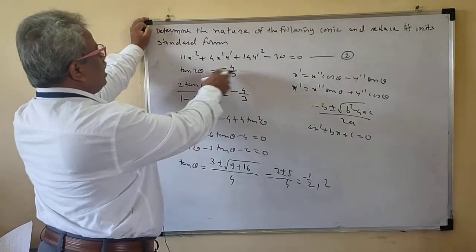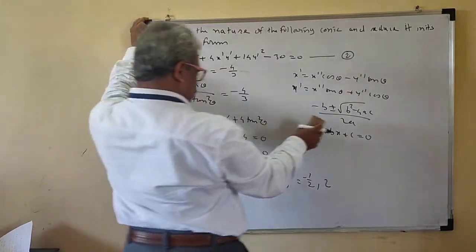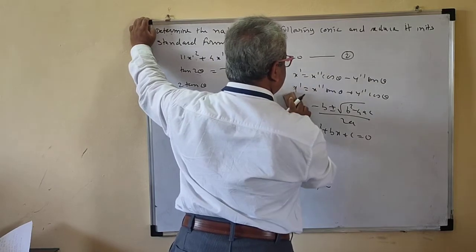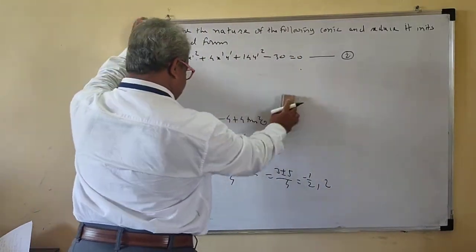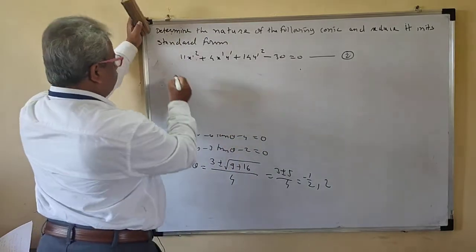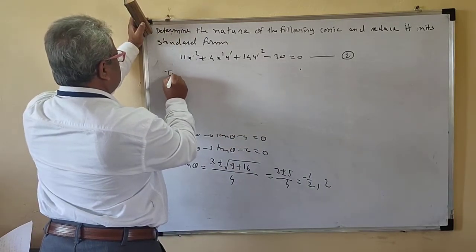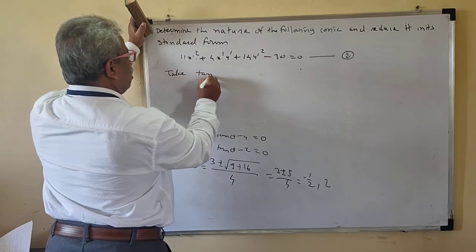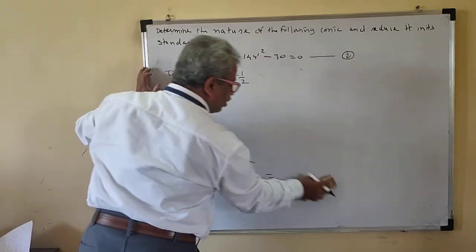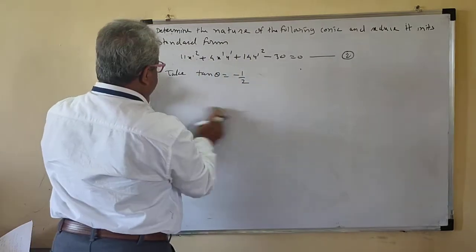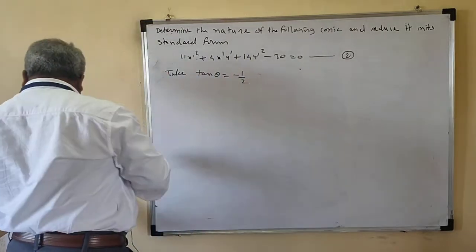So you get the value of tan theta now. You can take any value. I will take tan theta is equal to minus half. You can take 2 also, no problem for this one.